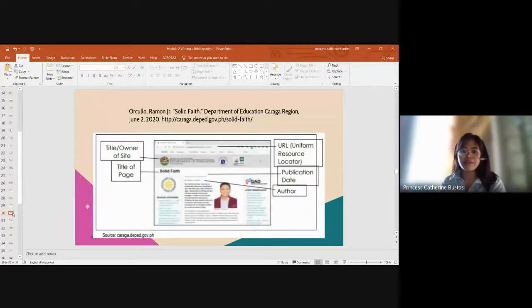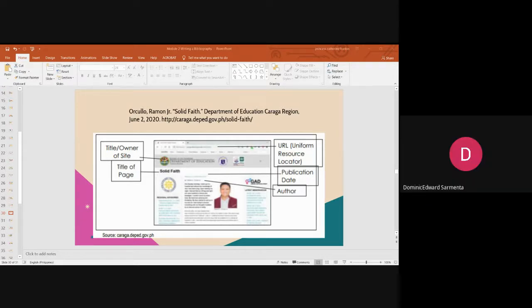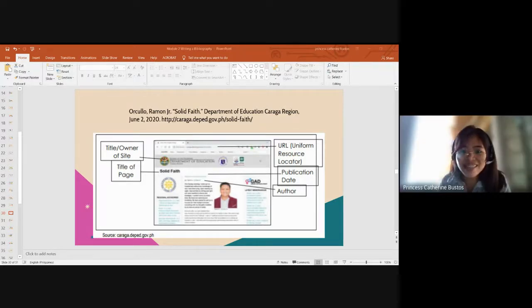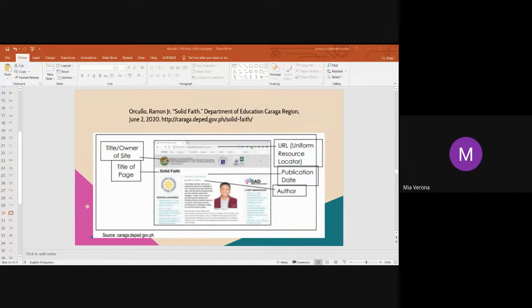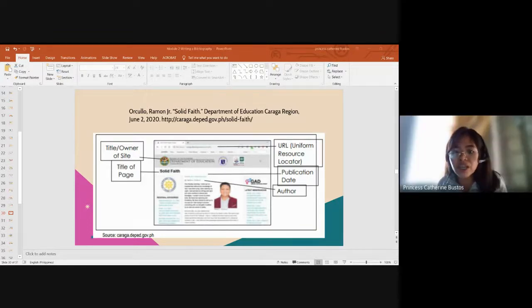Okay, so let's have an example here. Can you tell me the title or the owner of the site? Who is the owner or what is the name of the site? Orculo Ramon Jr. Is that the title of the site? Thank you for trying. Department of Education. Okay, Department of Education, Caraga Region. So the website is for Department of Education, Caraga Region. That's the name of the website.